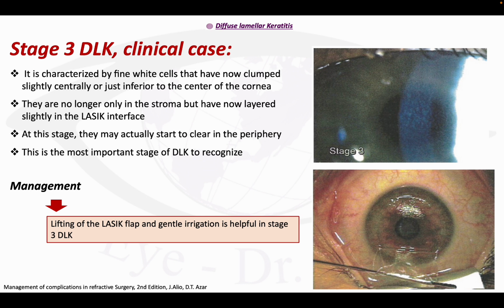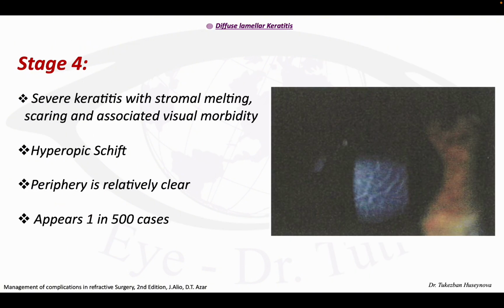Stage 4 is severe keratitis with stromal melting, scarring, and associated visual morbidity. Here we might also observe hyperopic shift. Periphery of the cornea is relatively clear and it appears in 1 in 500 cases.